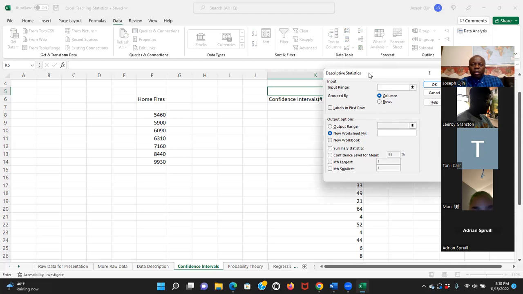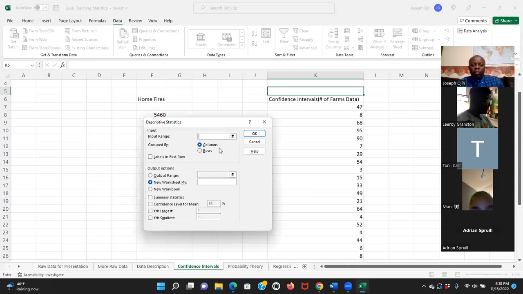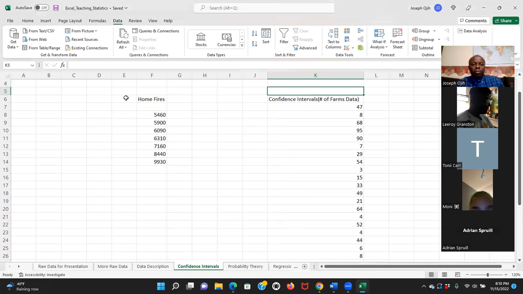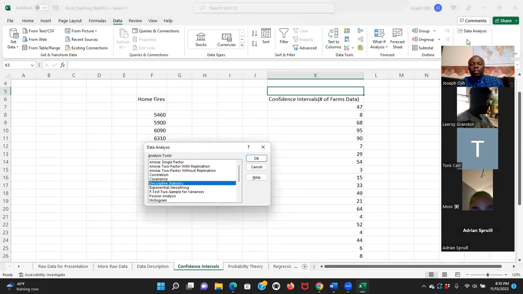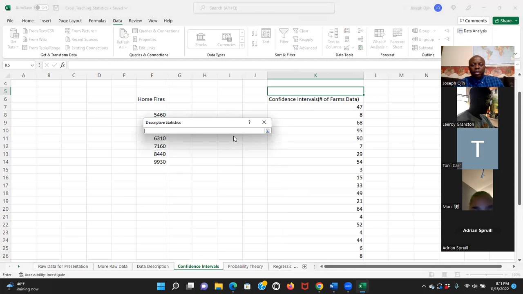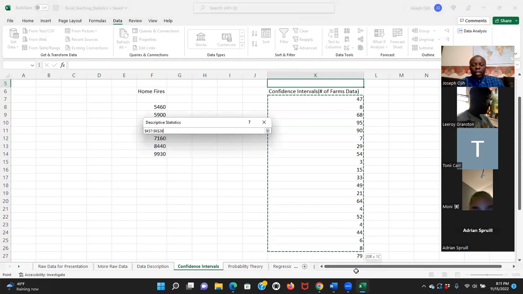Once we click OK, it will bring up this dialog box. Let me repeat it so you can see what I'm doing. First, you enter your numbers in Excel. Then click on Data, then Data Analysis. Choose Descriptive Statistics and click OK. Now you choose the numbers by clicking in the input range, click on the first number, and highlight all of them to the last number.